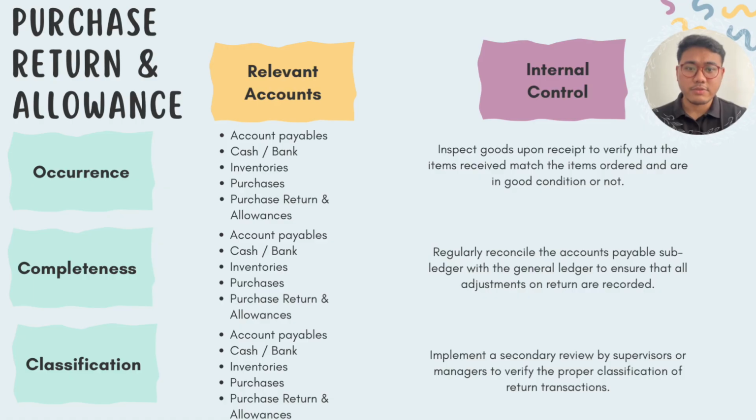Next, we move to classification. We look at classification, which ensures that returns and allowances are properly categorized in the correct account. Relevant accounts related to the point above are accounts payable, cash or bank, inventory, purchase return and allowance. To strengthen this process, companies should implement a secondary review by a supervisor or manager. This added layer of oversight helps verify the correct classification of each return transaction, reducing the risk of misstatement.